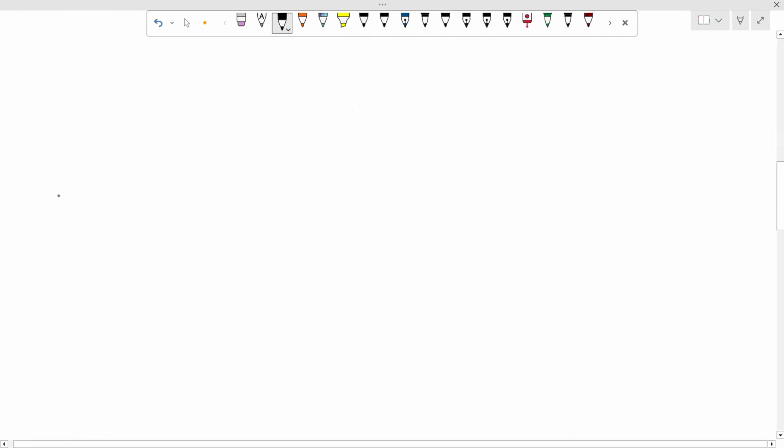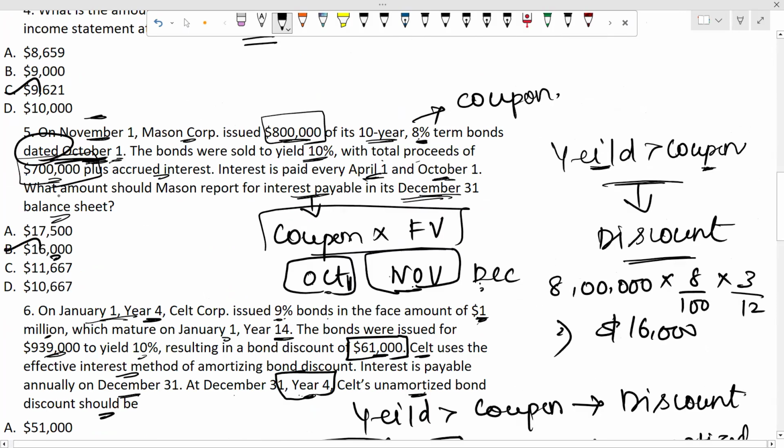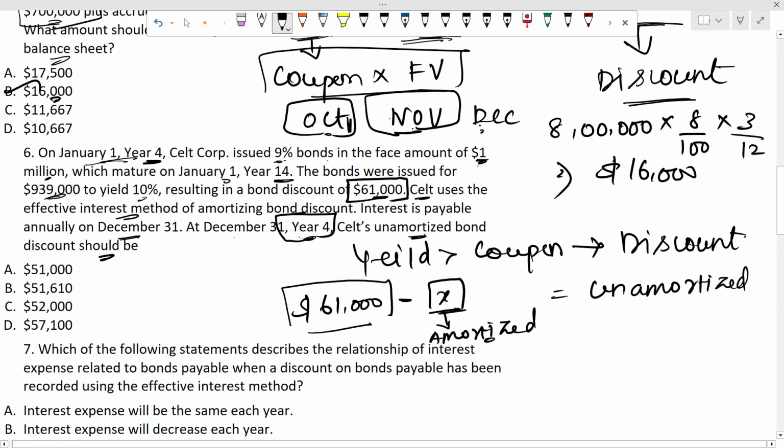We already discussed. This amortized discount is nothing but the difference between interest expense and interest payable. So just calculate interest expense and calculate interest payable. Calculate the difference between them. We will get amortized discount. So from total discount, if we subtract amortized, we will get the unamortized portion.